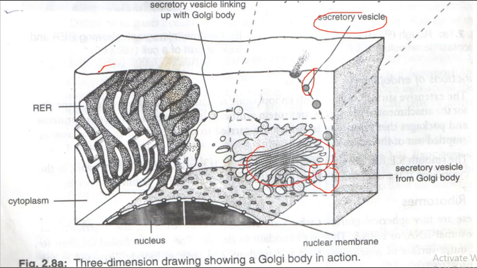Then on the other hand, we have the rough endoplasmic reticulum. The rough endoplasmic reticulum will transport the proteins of the cell secretions to the Golgi apparatus. The Golgi apparatus will store those proteins and modify them into glycoproteins, then transport them to the cells where they are required. That is how the Golgi apparatus works.